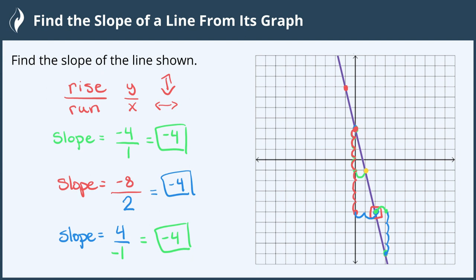As you can see, there are so many ways to find the slope of a line. I can use any point and go to any other point on that line and just count. Up being positive, down being negative, to the right is positive, and to the left is negative. As long as I keep track of where I'm moving from one point to the next, I will always end up with the exact same slope. And we're all done.